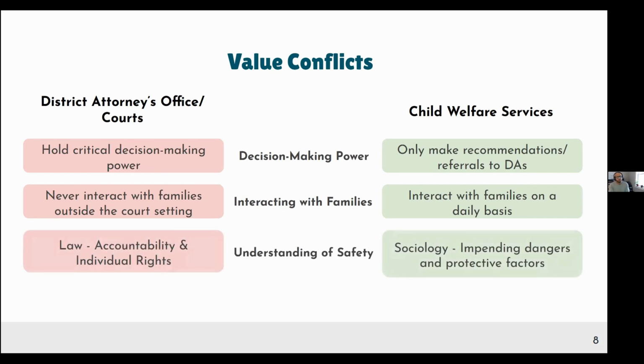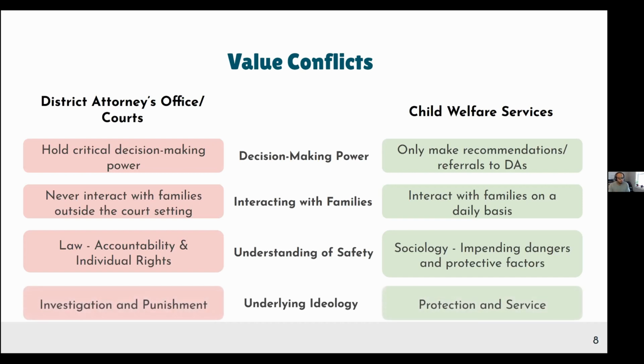Then there's the understanding of safety. What does it mean for the child to be safe? The legal perspective focuses on who can be held accountable and preserving the individual rights of a child, even if preserving these rights means breaking up the family. On the other hand, social work's perspective of safety is centered in impending dangers and protective factors in the household. How do we minimize dangers and how do we further develop protective factors? And this basically leads to the underlying ideologies of these two systems. The judicial process is inherently centered in investigation and punishment, whereas social work is centered in protection and service. And this is where a lot of the problems arise.